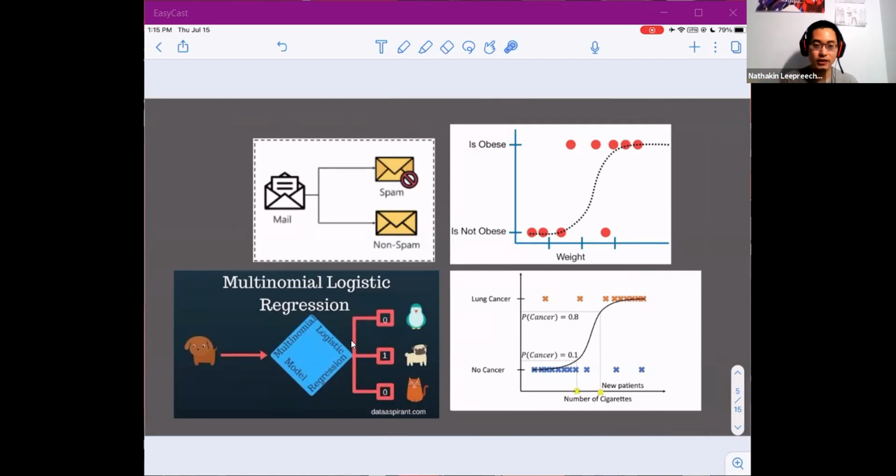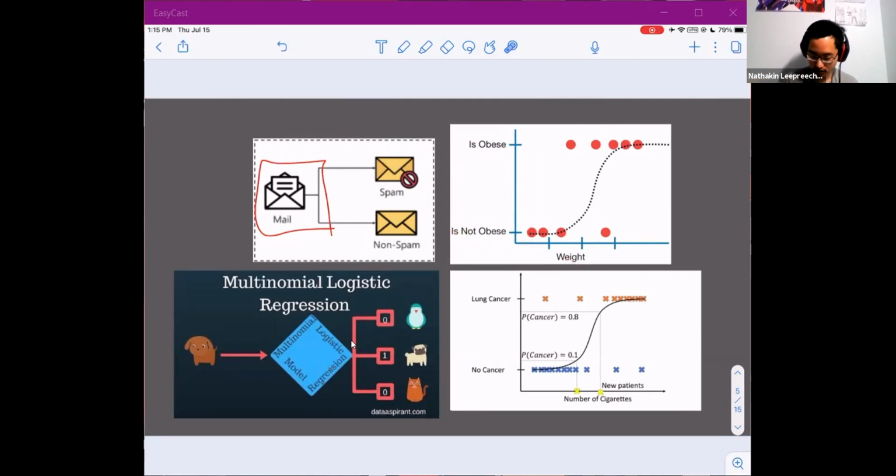All right, so let's look into further examples. Say you want to classify data. The first one: you have a mail and you want to classify whether it is spam or non-spam. So you look into every word of the mail and see if there's any kind of flag word that you might spot, and then classify it as spam. Or, based on weight, can you classify whether a person is obese or not obese?